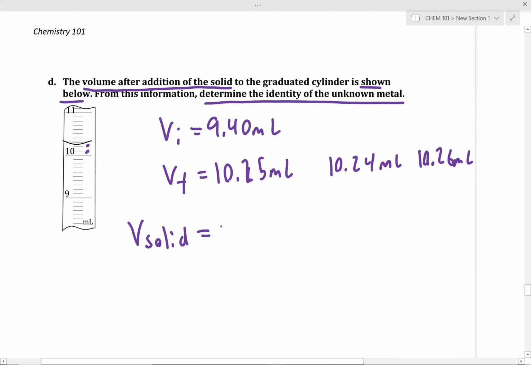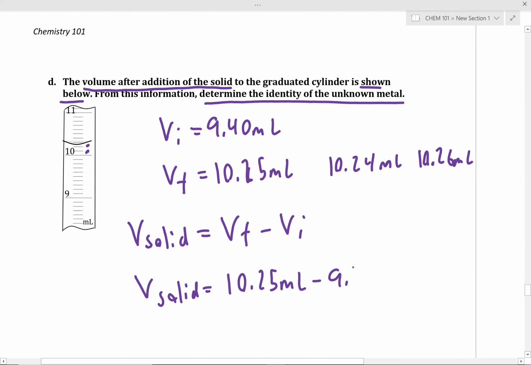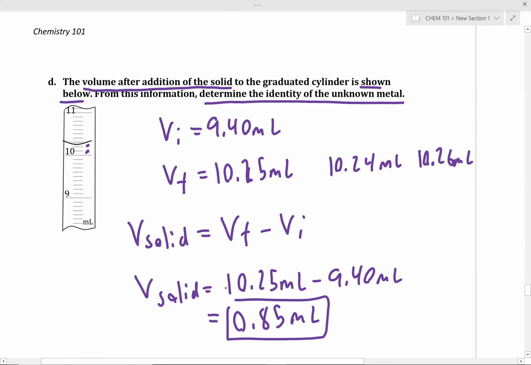Yes, so the volume of our solid is volume final minus volume initial. So the volume of our solid is equal to 10.25 milliliters minus 9.40 milliliters. That gives us 0.85 milliliters. So that's the volume of our solid. Does that make sense to everyone? Yes.